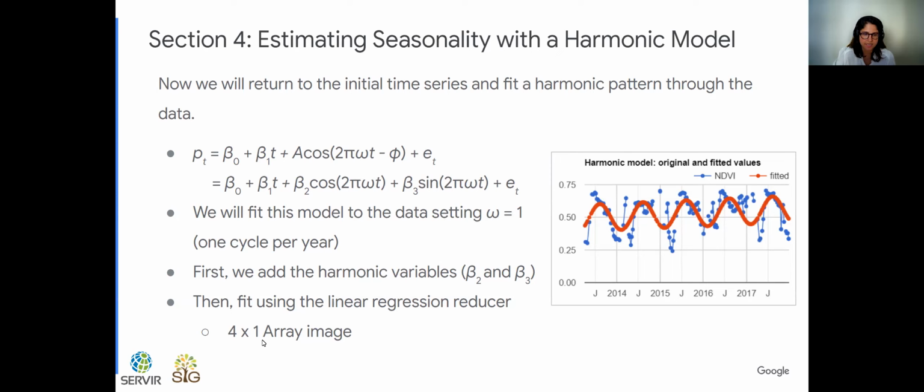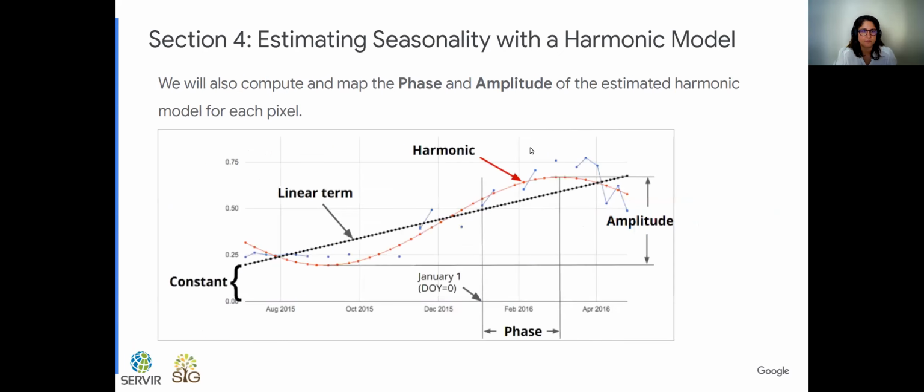But this time, since we have 4 different coefficients, we're going to have a 4 by 1 array image. In this section, we are also going to compute phase and amplitude of the estimated harmonic model for each pixel. And this is just a schematic of what amplitude and phase would be.